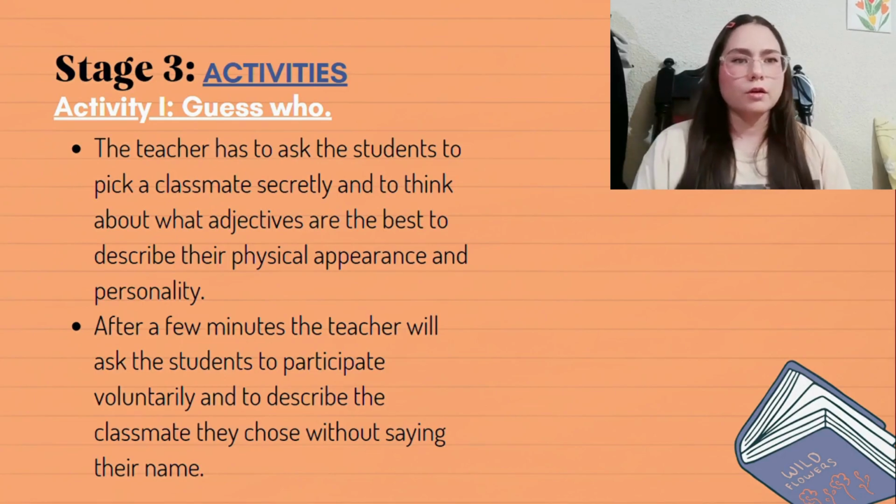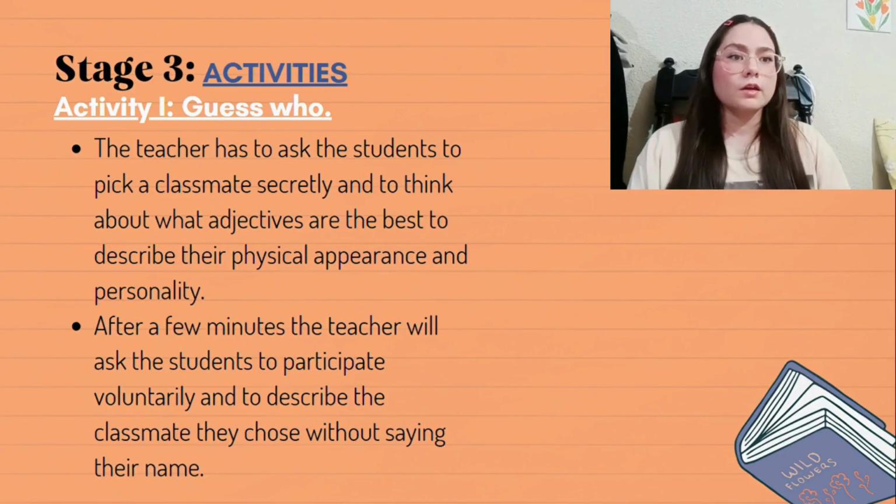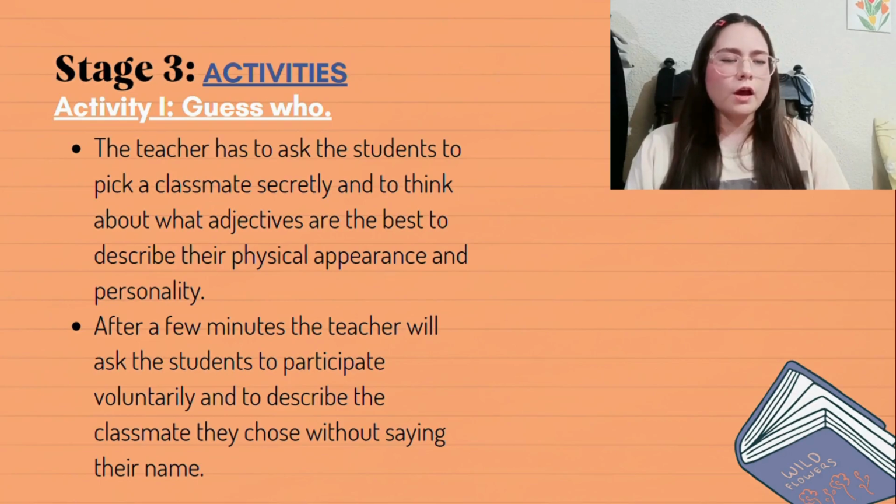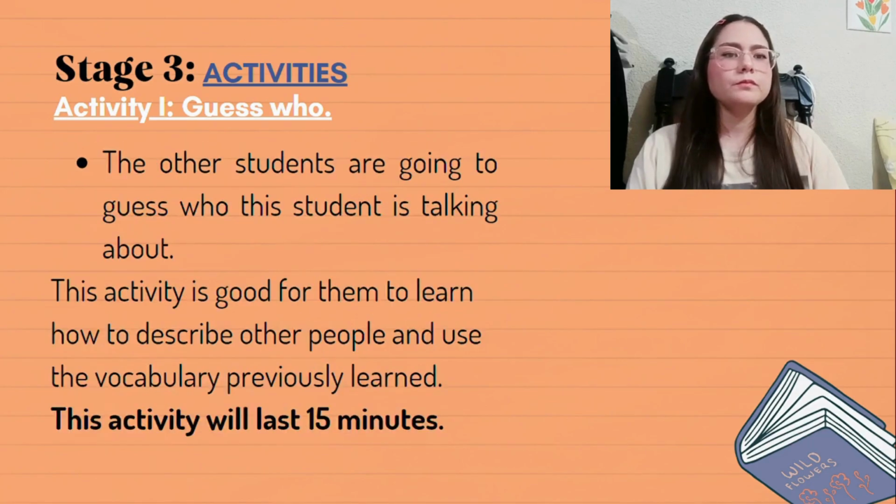The activity number 1 is called Guess Who? The teacher has to ask the students to pick a classmate secretly and to think about what adjectives are the best to describe their physical appearance and personality. After a few minutes, the teacher will ask the students to participate voluntarily and to describe the classmate they chose without saying their name. The other students are going to guess who this student is talking about.